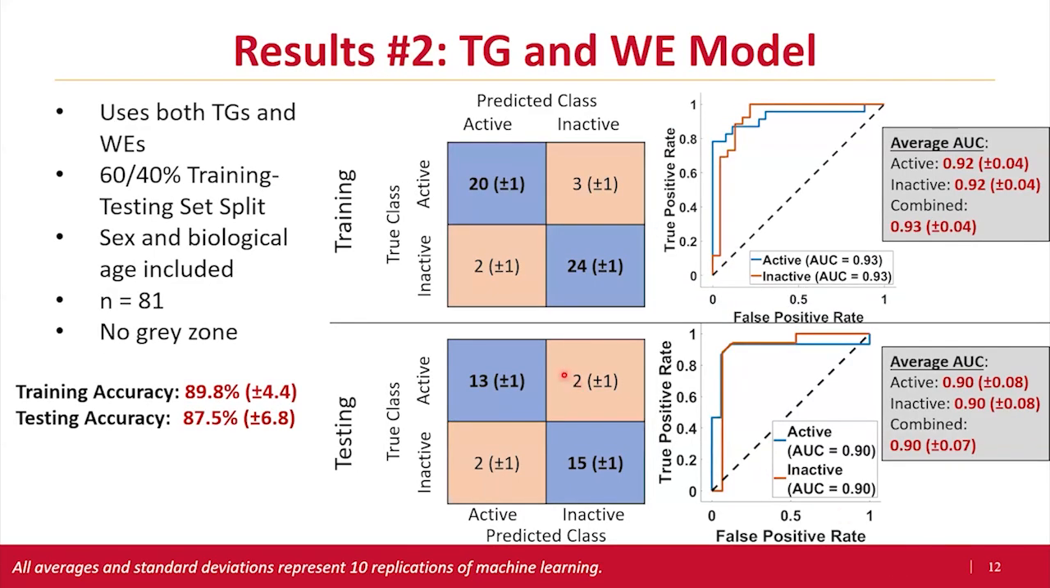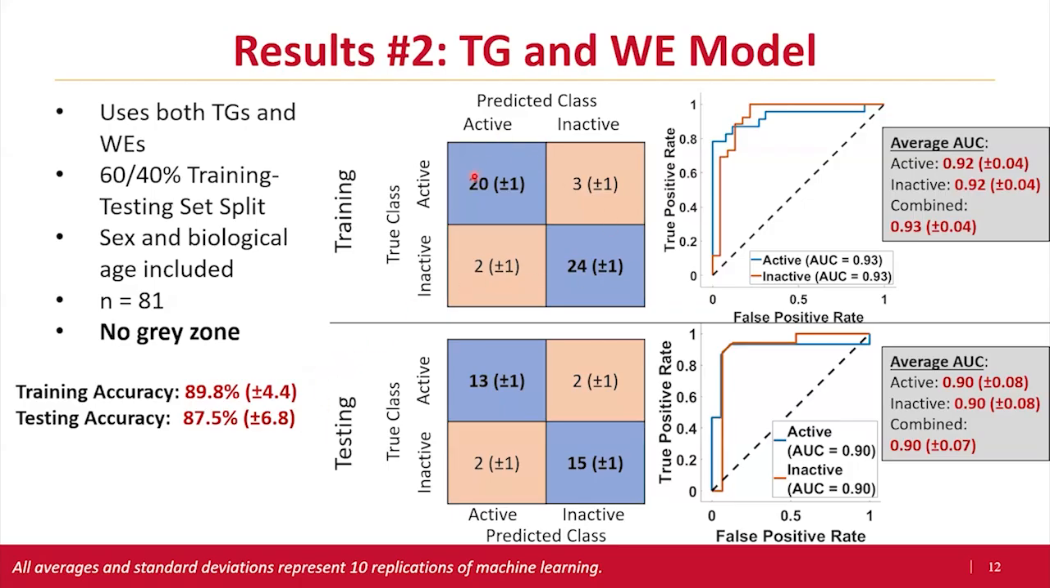In the next model, we combined both triacylglycerols and wax esters in an attempt to improve our machine learning results. And importantly, we were able to get rid of that gray zone. So that makes this a lot more applicable. The same sex and biological age was included as factors in the machine learning. And we see an average of slightly less than 90, but within the same error margins as our last model.